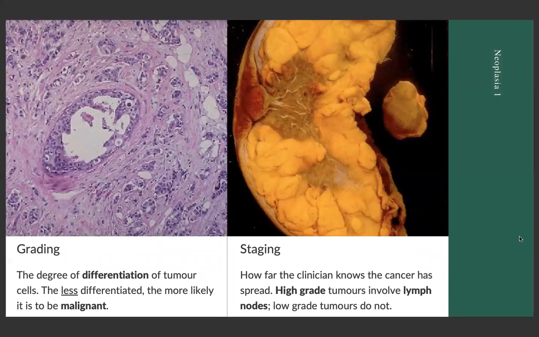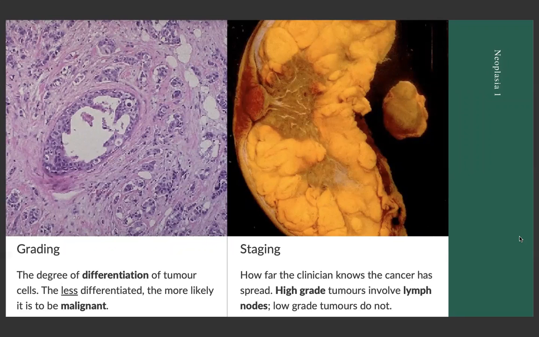So remember how we said that all tumor cells are going to come from one single origin, one single cell. So in grading, you're looking at how similar these tumor cells are to the original cell. If they're very similar and they look relatively normal, you consider that a well-differentiated tumor. And the less differentiated, or the more messy, let's say, the cells look, the more likely this lesion or this mass is to be malignant.